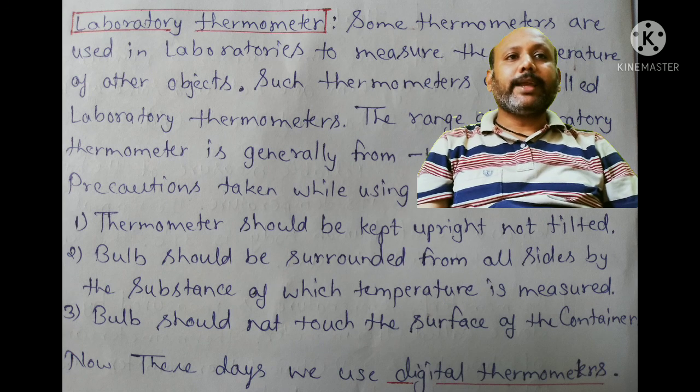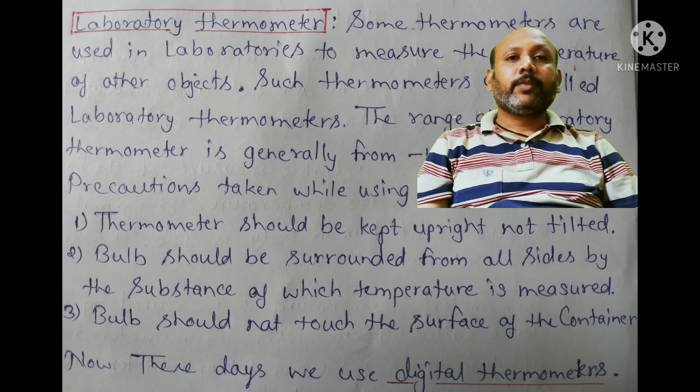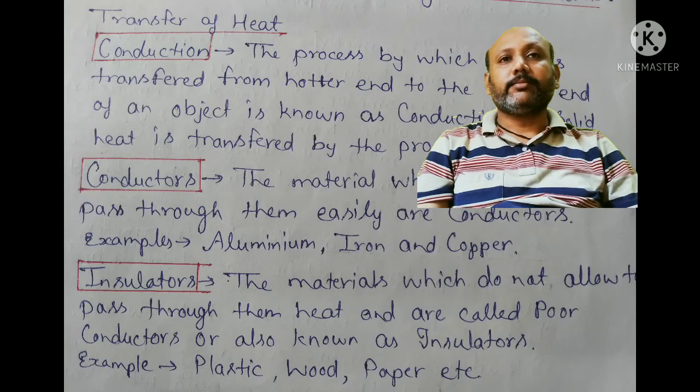The thermometer should be kept upright, not tilted. The bulb should be surrounded on all sides by the substance whose temperature is being measured. The bulb should not touch the surface of the container. Nowadays we use the digital thermometer to measure the temperature of our body.